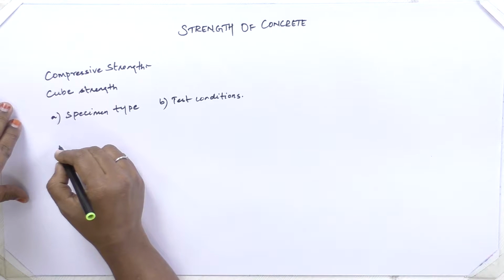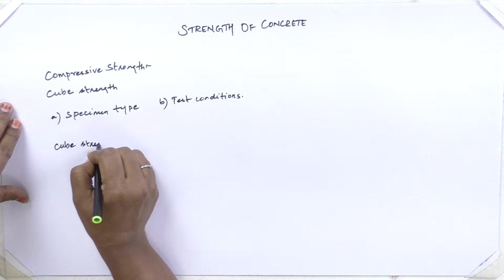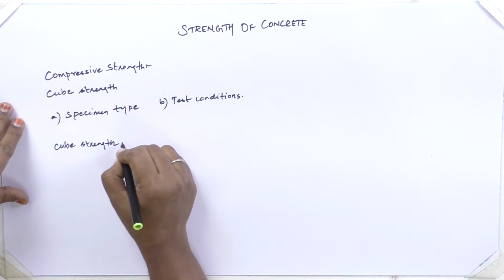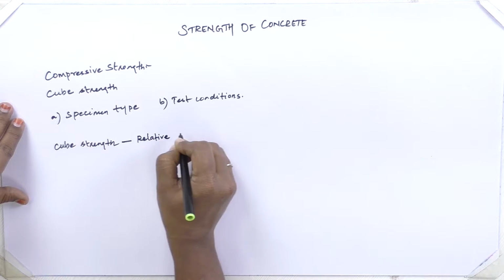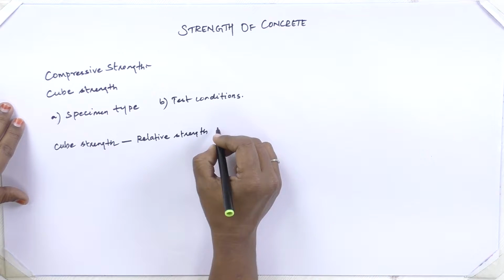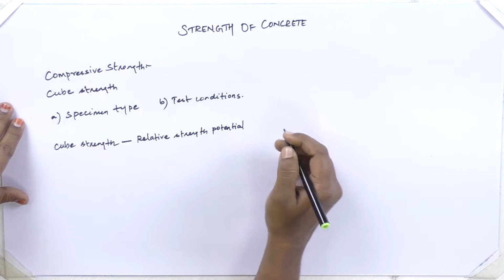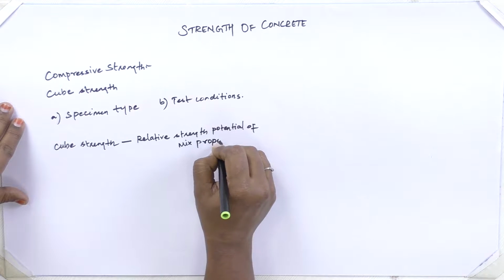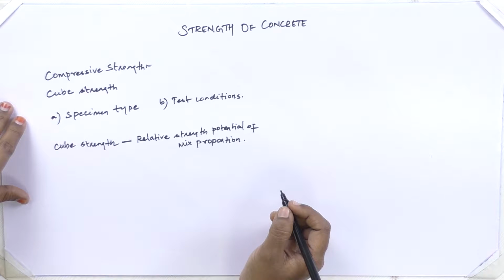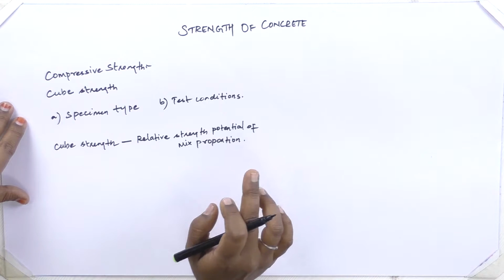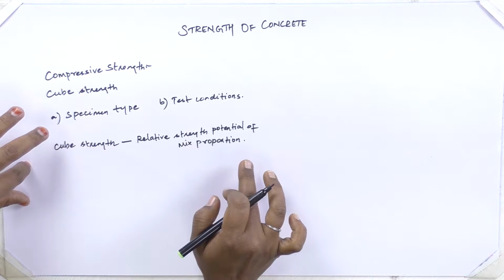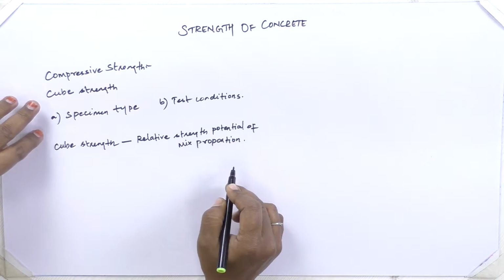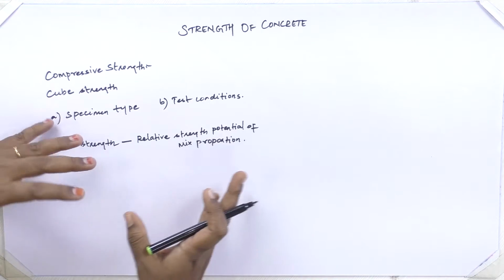So this cube strength is a relative strength potential of the mix proportion which is going into the concrete.